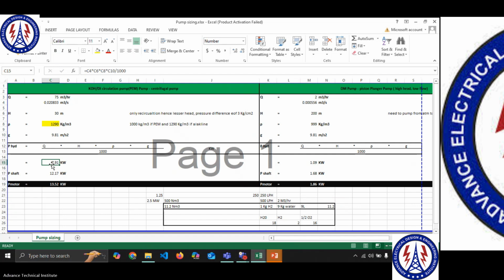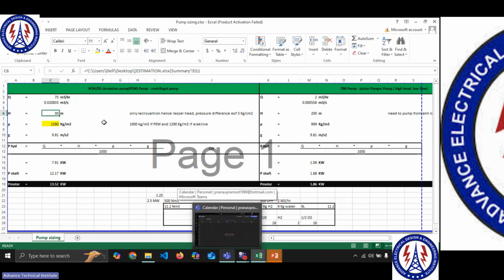Now, the thing to consider here is your alkaline may be at about, see, we only need about a 3 bar pressure difference.